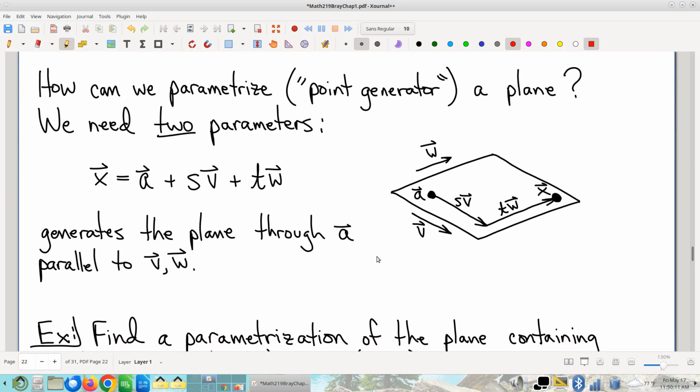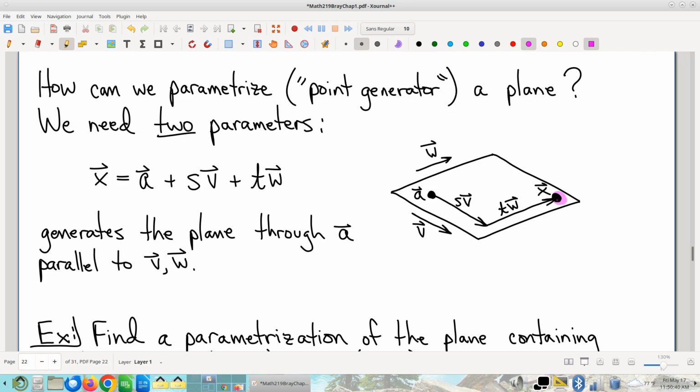Okay. How to parameterize a plane. We've talked about parameterizing before. Again, keep in mind parameterization means we're talking about a point generator. So in goes a parameter. We're going to momentarily talk about the possibility of two parameters. But parameter in, points out. We're generating points. So let's talk about how I would generate points.